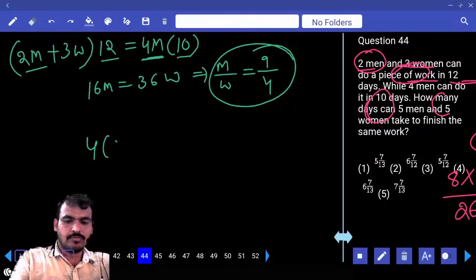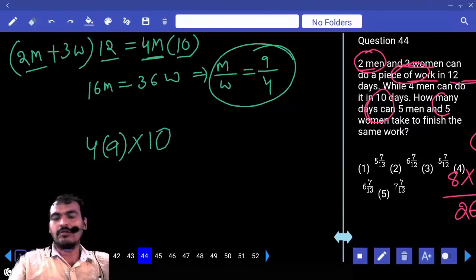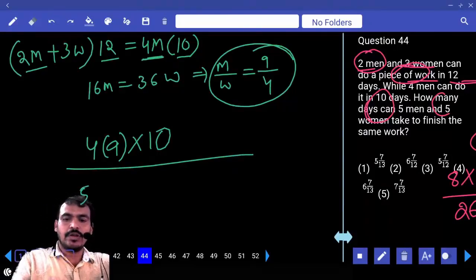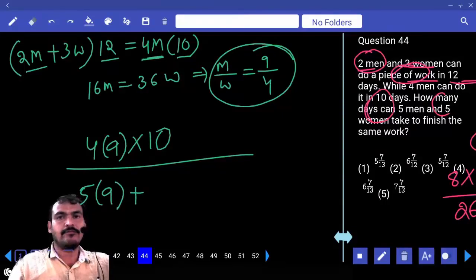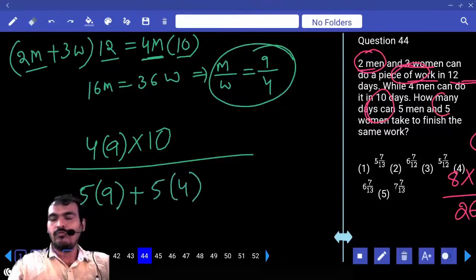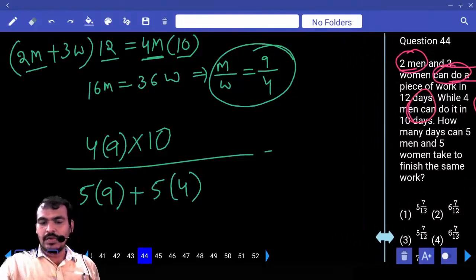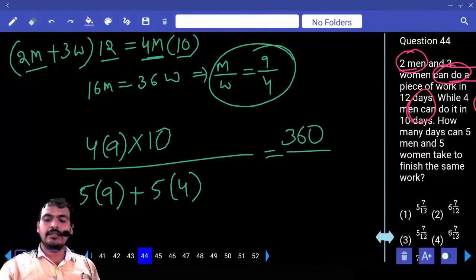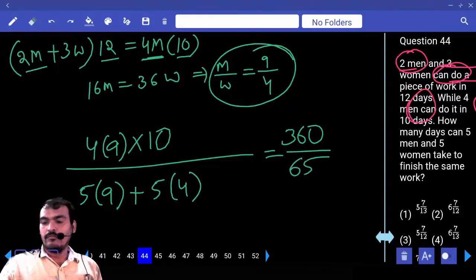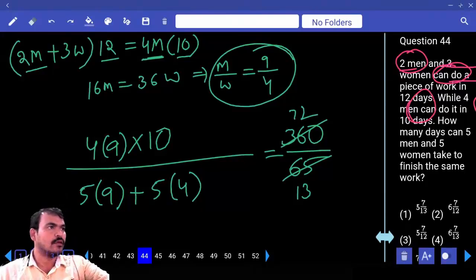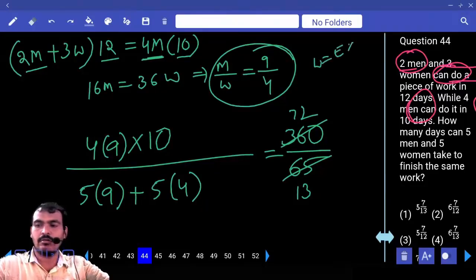9 parts. 4 men means 4 into 9 into 10. That is the work. The same work will be completed by 5 men and 5 women. 5 men means 5 into 9, plus 5 women means 5 into 4. 4 into 9, 36 into 10 means 360. By 5 9s are 45 plus 5 4s are 20, that is 65. 5 13s is 65, so 72 by 13. Work equals efficiency into time concept.